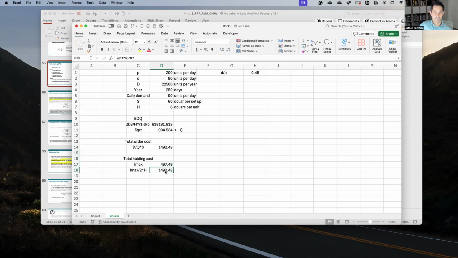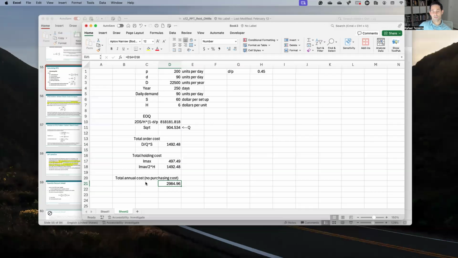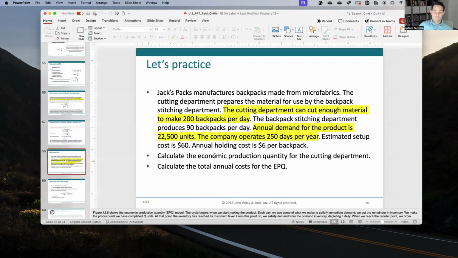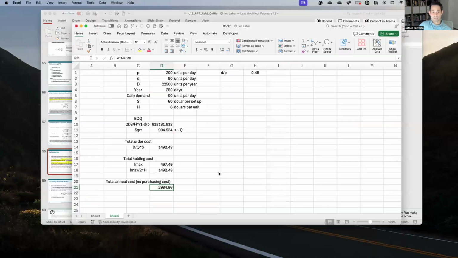They're minimizing the cost. So my total annual cost, no purchasing cost here, just to clarify, is going to be equal to my order cost plus my holding cost. That's $2,984. All right. That's it. That's the question. Okay. That's it for EPQ.